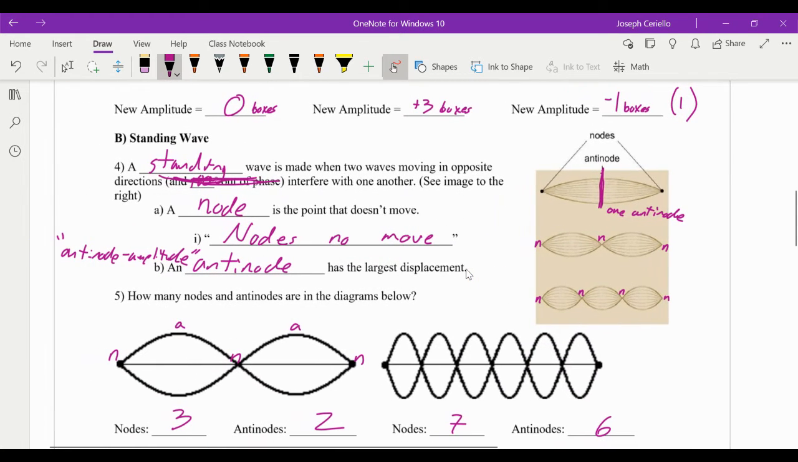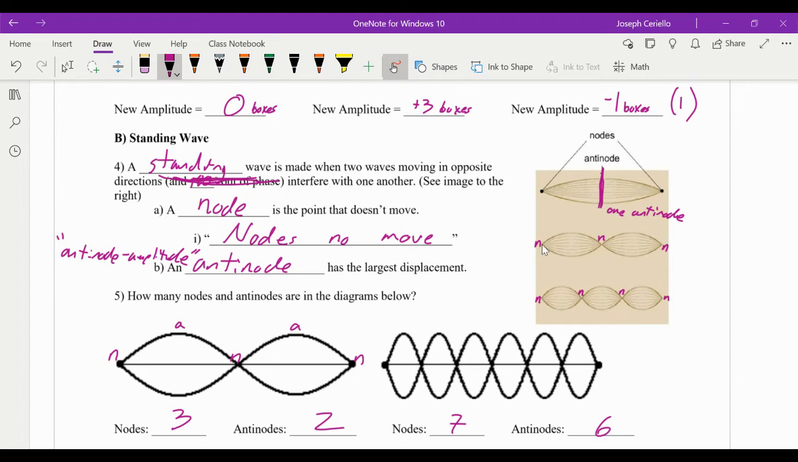Now, a good example of interference are standing waves, which you saw in class. A standing wave is when two waves moving in opposite directions interfere with one another. Forget about this 180 degrees out of phase thing. I kind of misspoke with that in class. So these are examples of standing waves. We saw all of these things in class, all with the spring rope.